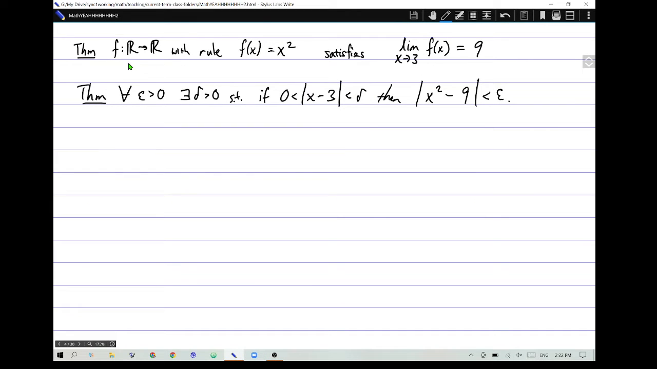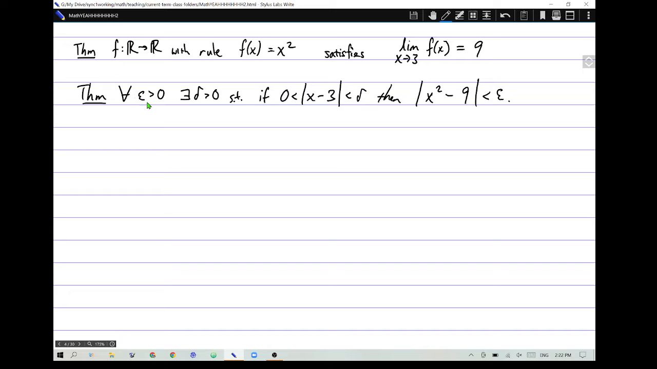So in class today, we looked at the example of a function from reals to reals with the rule f of x equals x squared. And we know, from a calculus setting, that the limit of x squared as x approaches 3 is 9. Right? And translating this using the definition we saw, these theorems state the same thing.